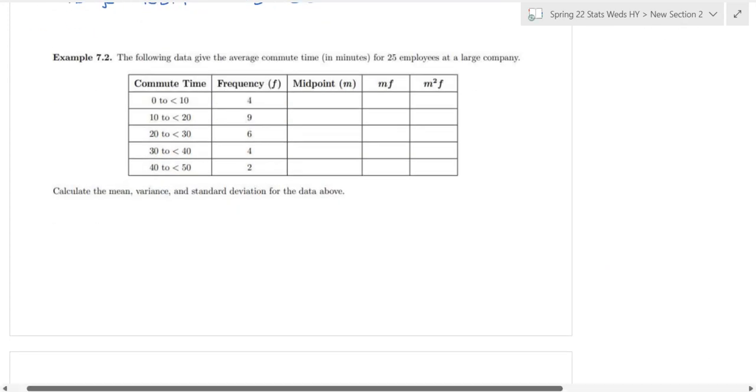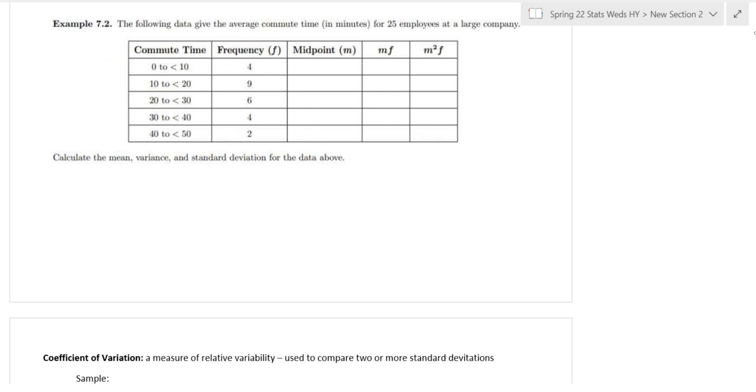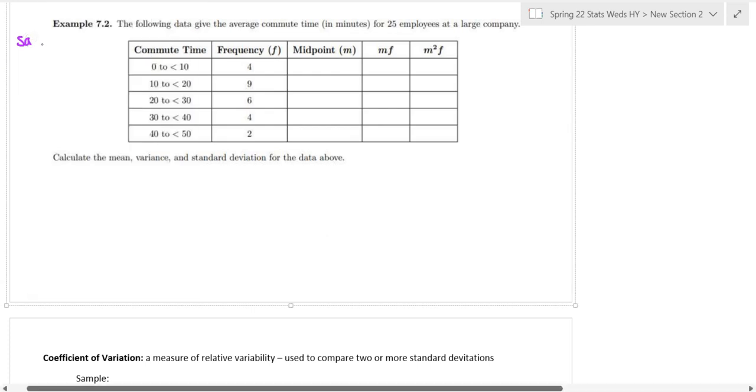All right, first of all, is this a population or sample? This is a sample, 25 employees. Is it grouped or ungrouped? This is grouped. Okay, I think we should have enough room on this one. We'll do it by hand, and then I'll show you how to do this one in your calculator.